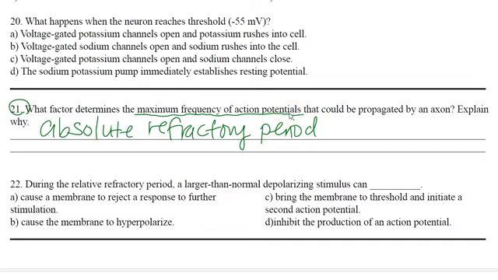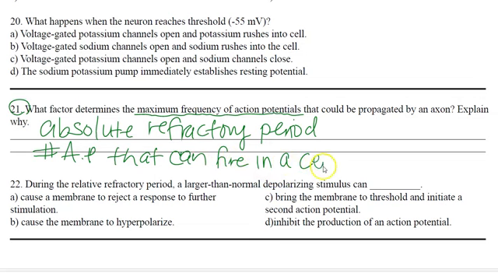Okay? And what do we say about this? The number of action potentials that can be sent in a certain amount of time is going to be determined by the absolute refractory period. Okay? Now, when you're thinking about this, you can even write the number of action potentials. I don't know why this is so ugly looking. Sorry. The number of action potentials that can fire in a certain time.